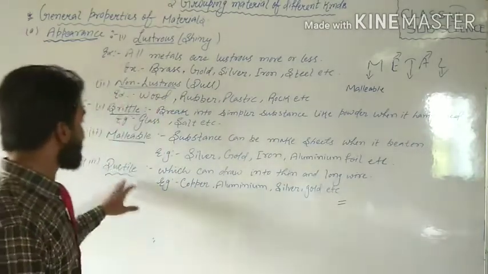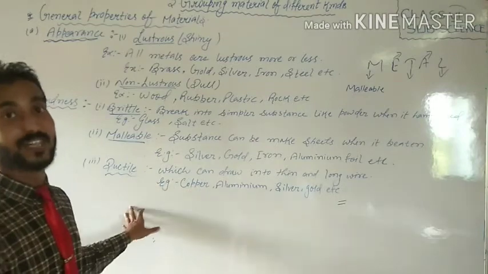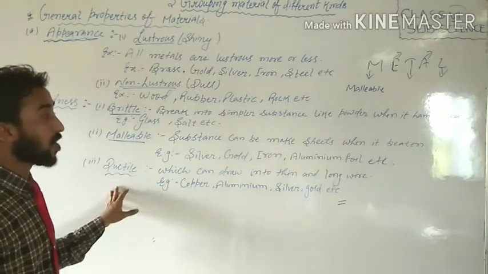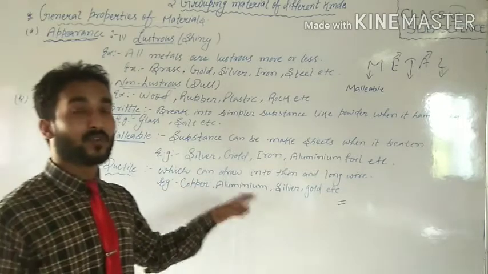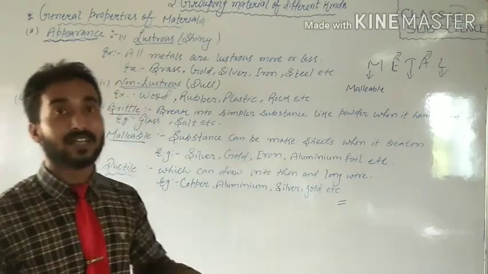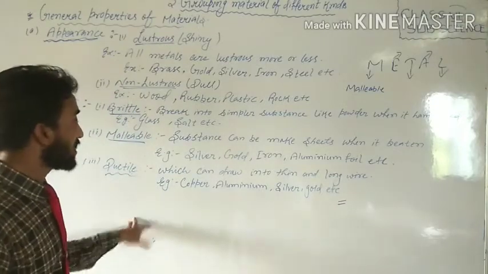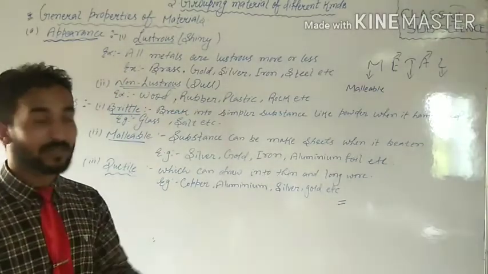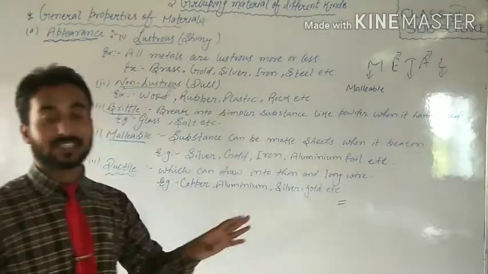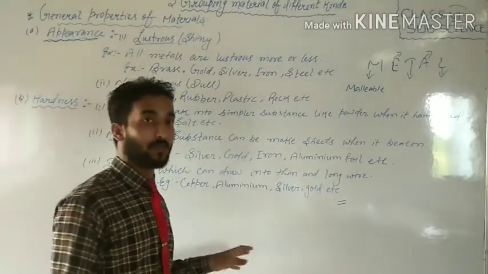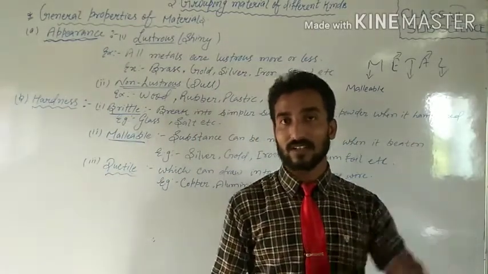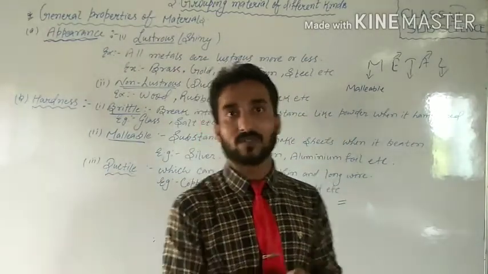Okay, students, that property is called ductility. It means an object which has the tendency to be drawn into a long thin wire is called ductile. I hope you have understood very well. Copper, aluminium, silver, and gold are all examples of ductility, having the property of being ductile, which can be drawn into a long thin wire.